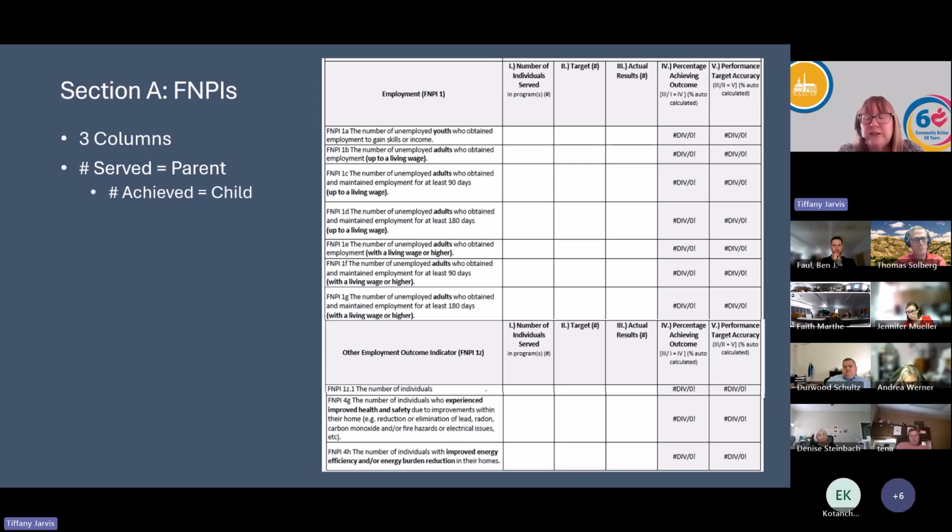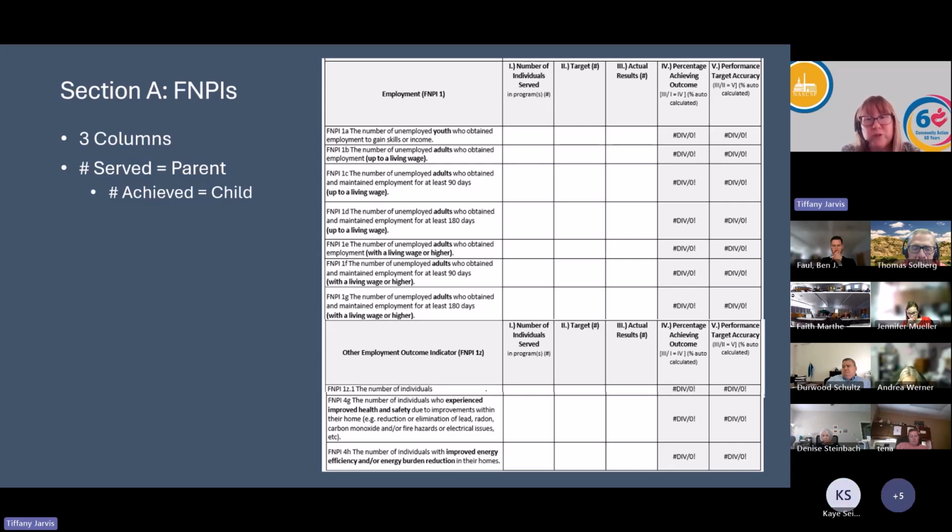The indicators stand alone. You may have a customer who comes in at the end of one fiscal year or programmatic period and hasn't achieved. So you're going to see them in number of individuals served, but you won't see them in actual results because they haven't achieved. They're still in the still achieving column. Well, you're still helping them next year. So now they go back into the number of individuals served because you're still serving them.